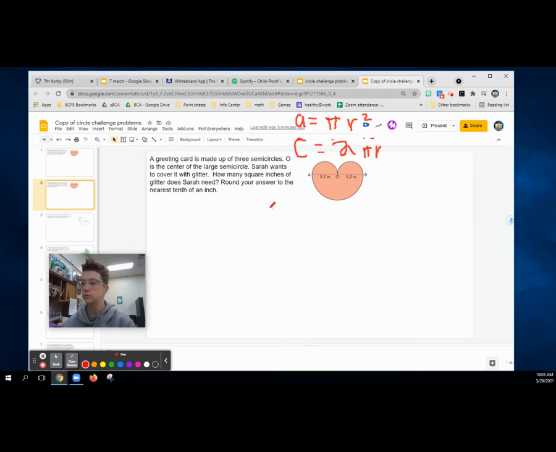So the first thing we'll do is find this area here. We'll do it in parts. Area is equal to pi r squared. We know the diameter is 5.2. So the radius has to be half of that. And we get 2.6. So the area of this would be pi times 2.6 squared.